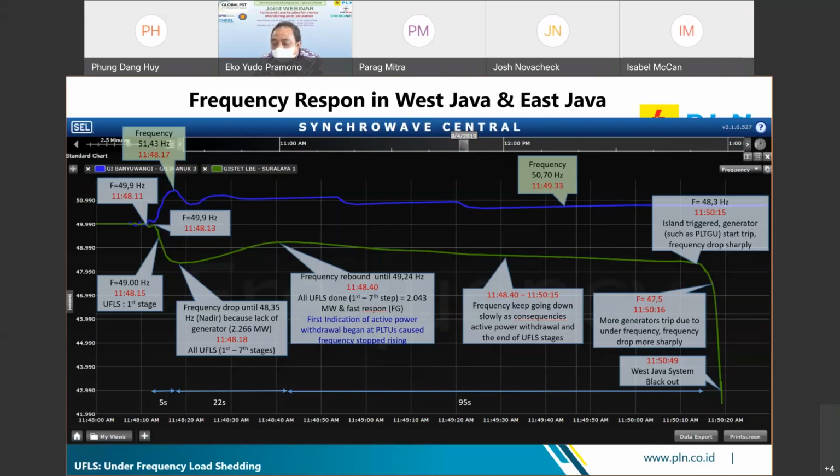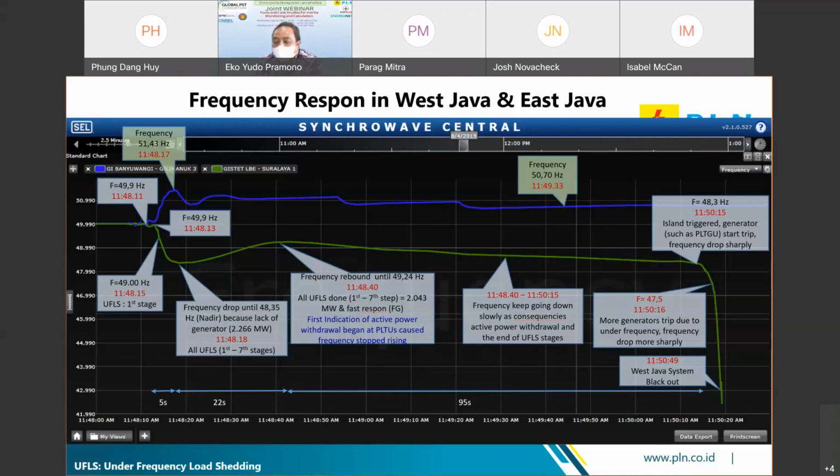But it is not continuous and going to the normal frequency, because we have the active power withdrawal or outer loop. The frequency goes down again, and goes down until collapse at 45.5 hertz. This is the interesting phenomenon: our system inertia maybe is enough, but we have active power withdrawal that is very dangerous in our system right now.